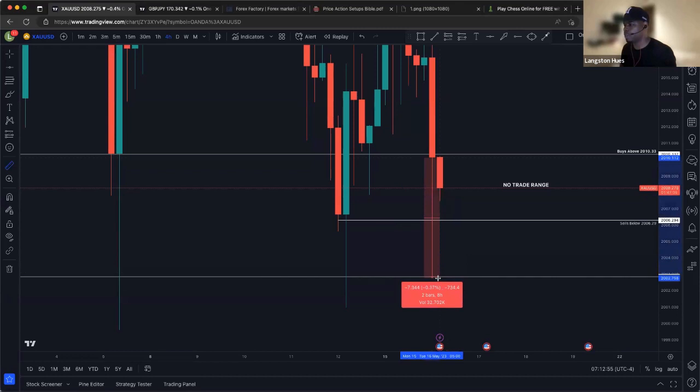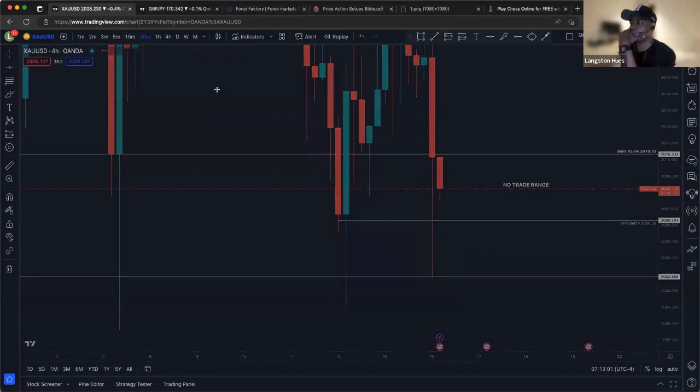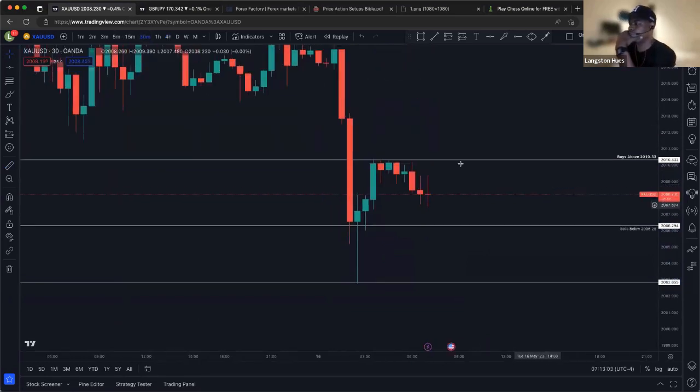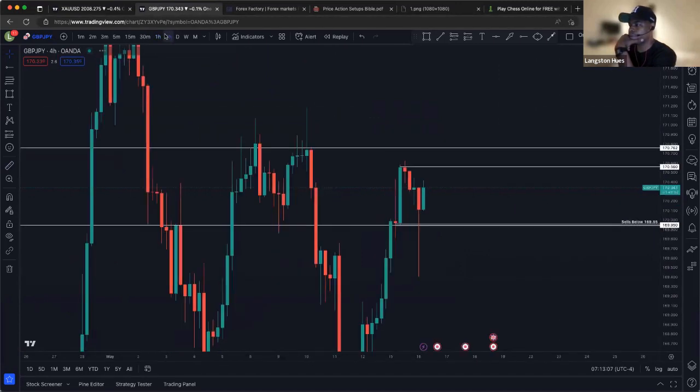it left this wick down here. So we could actually be driving down to fill this wick that it left on the previous 4 hour. If it can fill it before news, we'll have to see. Or British pound, got the support form down here on the 4 hour.